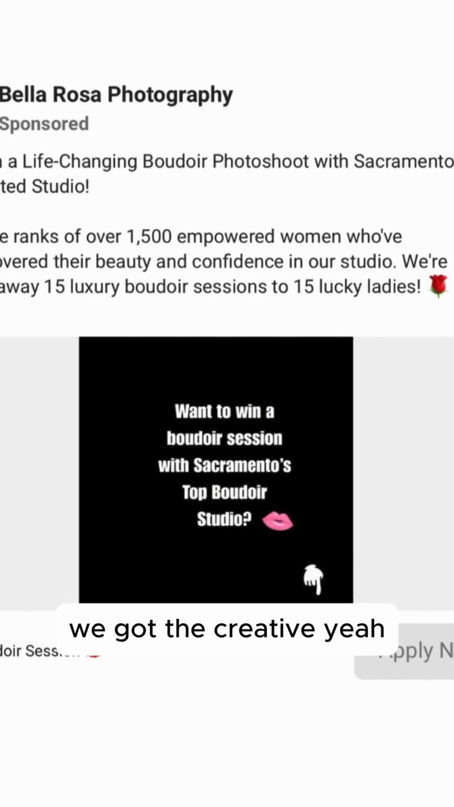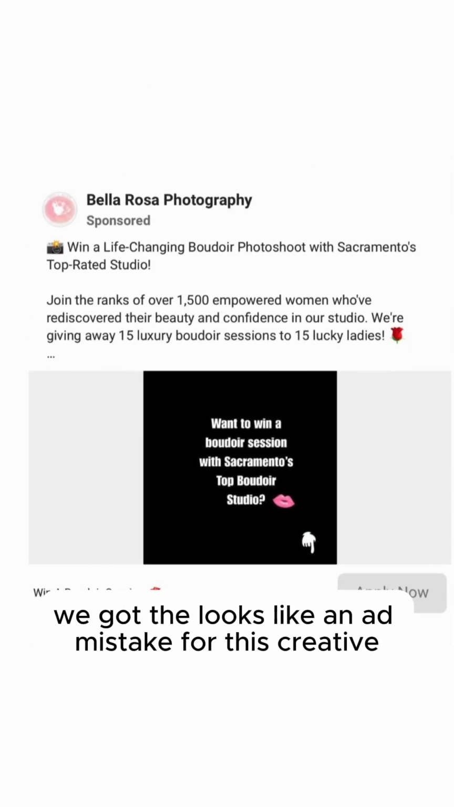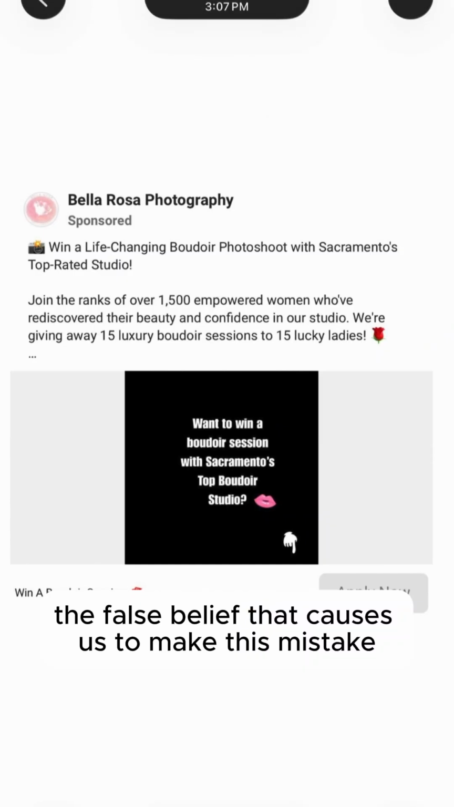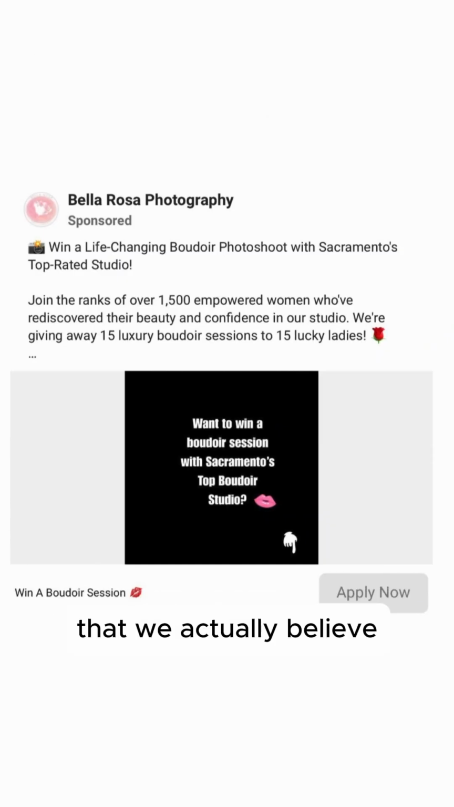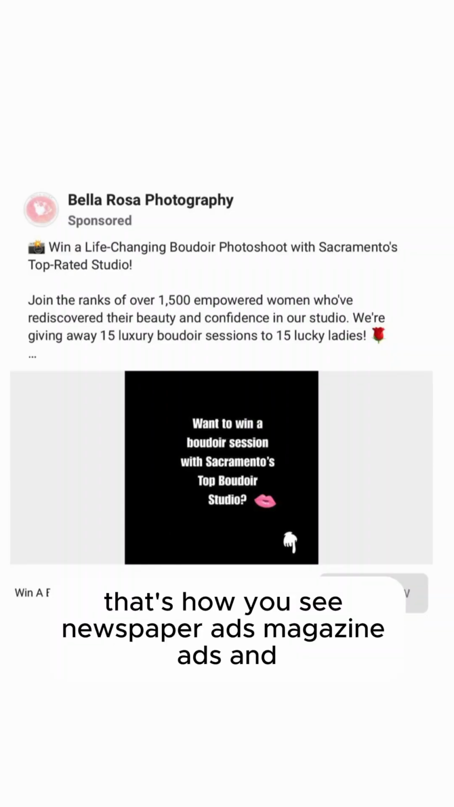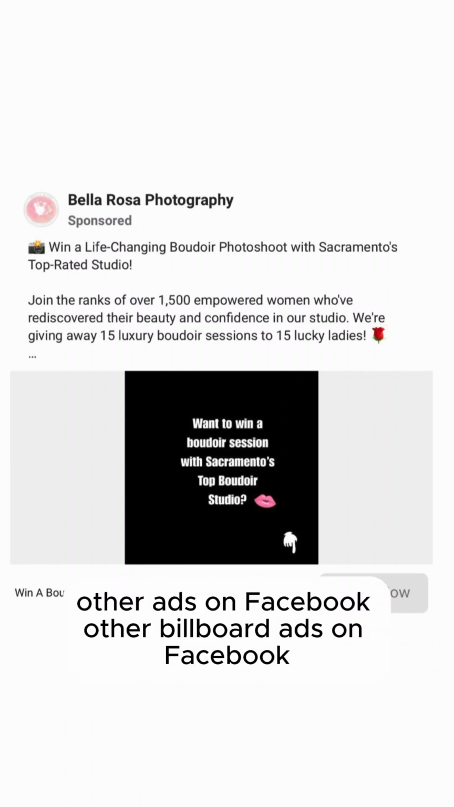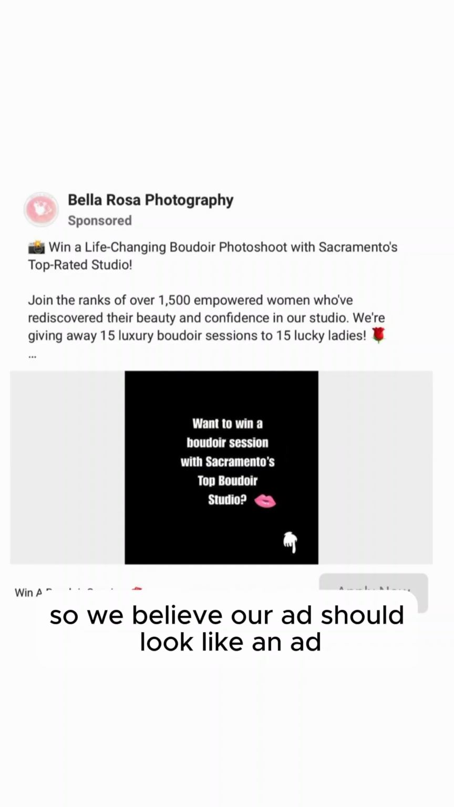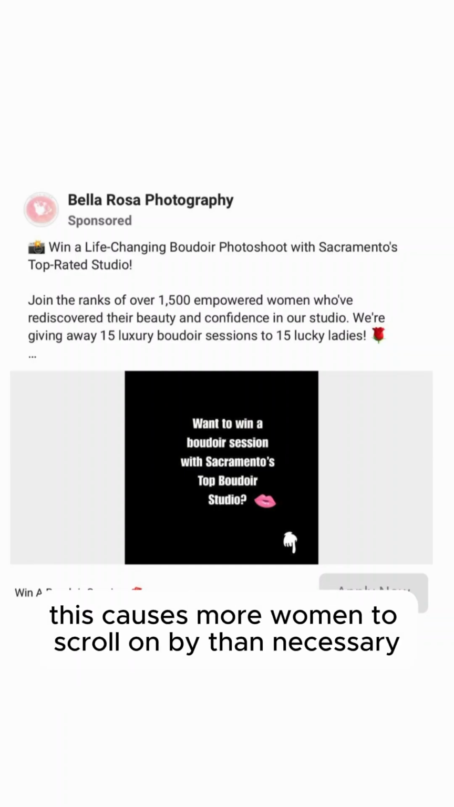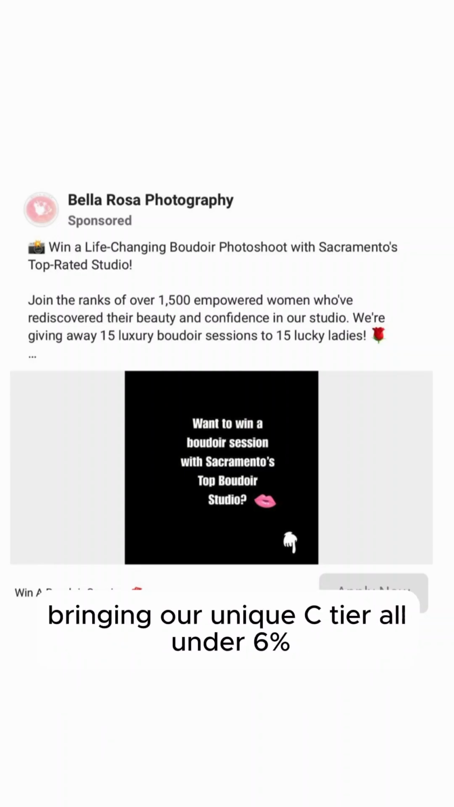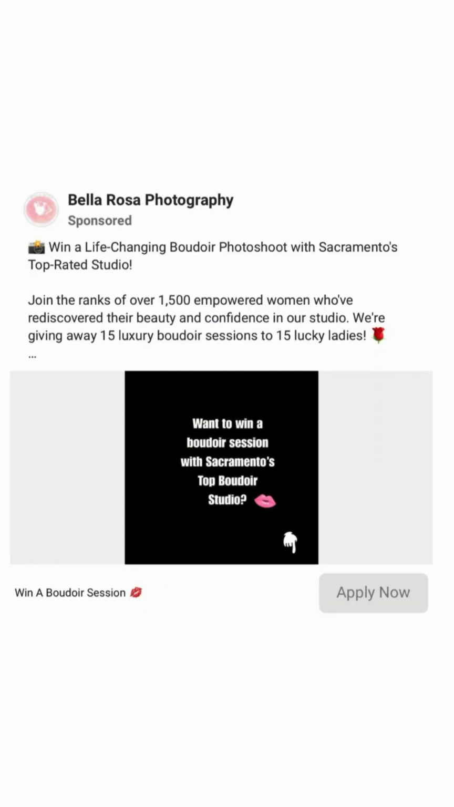We got the looks like an ad mistake with this creative. So the false belief that caused us to make this mistake is that we actually believe an ad should look like an ad. That's how we've seen newspaper ads, magazine ads, TV ads, other ads on Facebook, other boudoir ads on Facebook. So we believe our ad should look like an ad. But this is incorrect. This causes more women to scroll on by than necessary, bringing our unique CTR under 6%.